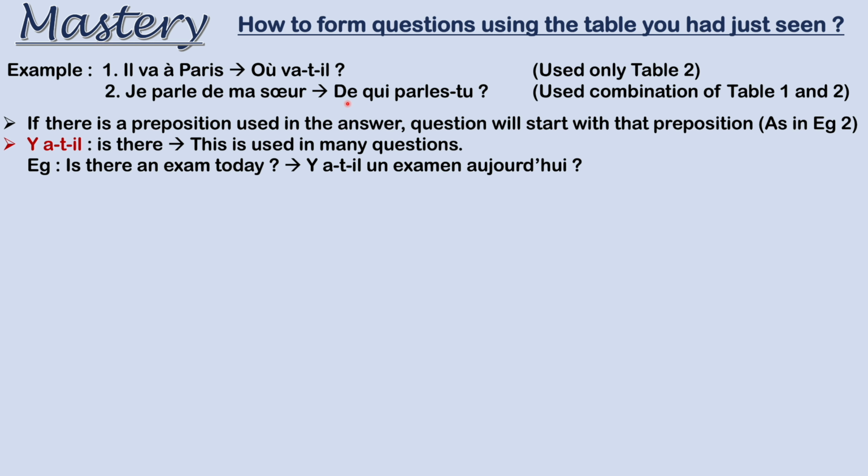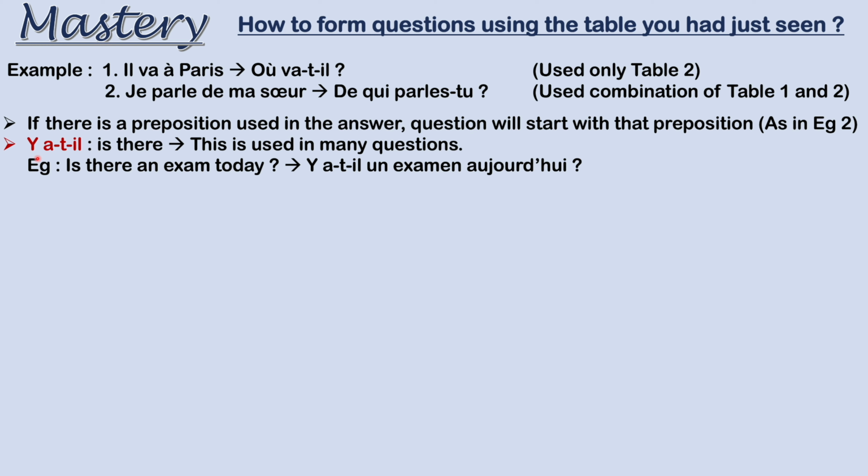That's the reason you have to identify the preposition. So I speak of my sister, of whom I speak. If this de was not there, it would be whom I speak, whom you speak. So it would have made no sense. That's the reason we have used de here, right?